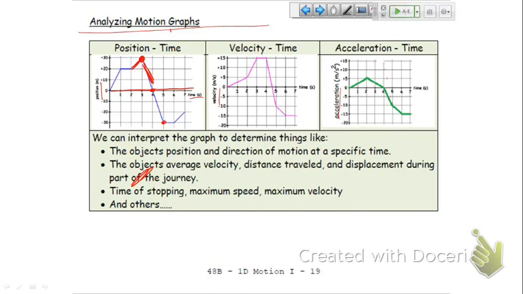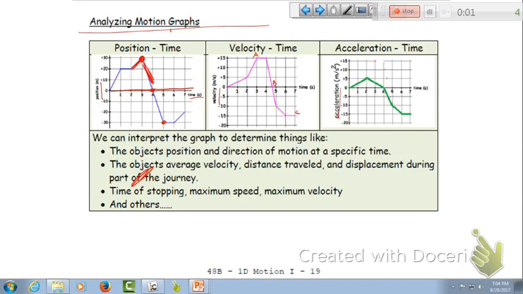I'm going to give you a couple of points. There's A, there's B, there's C. Pick. When do you stop for the first time? A, B, or C?